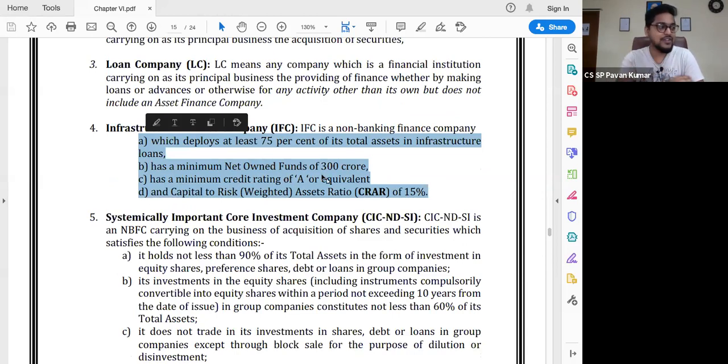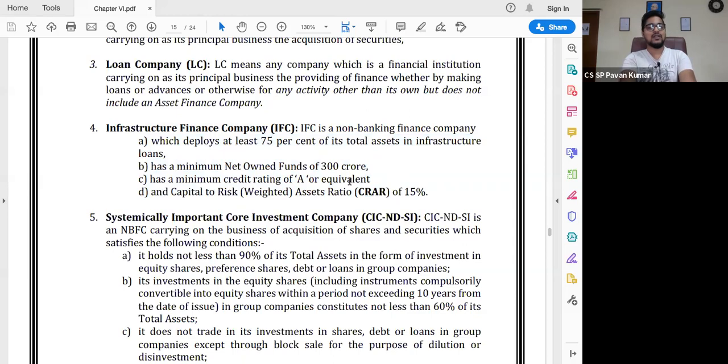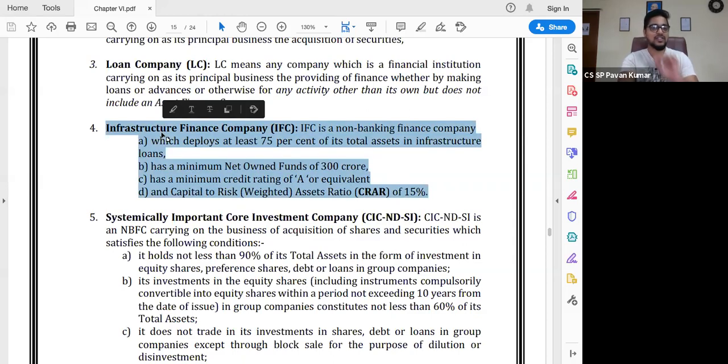They should have minimum net owned funds. We saw the definition of net owned funds in Nidhi company itself: paid up capital plus free reserves minus accumulated losses. The net owned fund should be a minimum of 300 crores. They should have a credit rating of A or its equivalent, and the capital to risk ratio should be 15%. Under these conditions, a company will be treated as an infrastructure finance company. All are NBFC companies, but based on the nature, they are classified in these names.